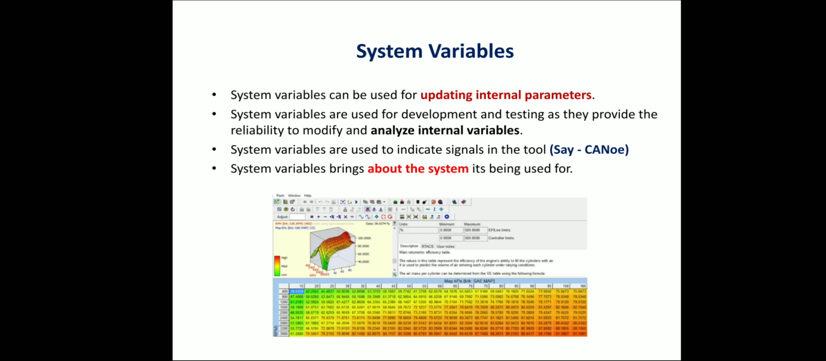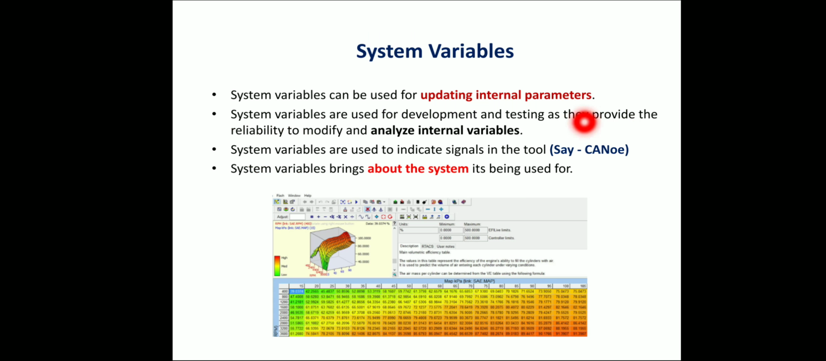All right, so now we'll get into the system variables. What exactly are system variables? System variables can be used for updating the internal parameters. As I said, if any external source comes, it can access them. Of course, it's not only for accessing, it can also modify the data, that is, modify the calibration parameters. That is what system variables are.